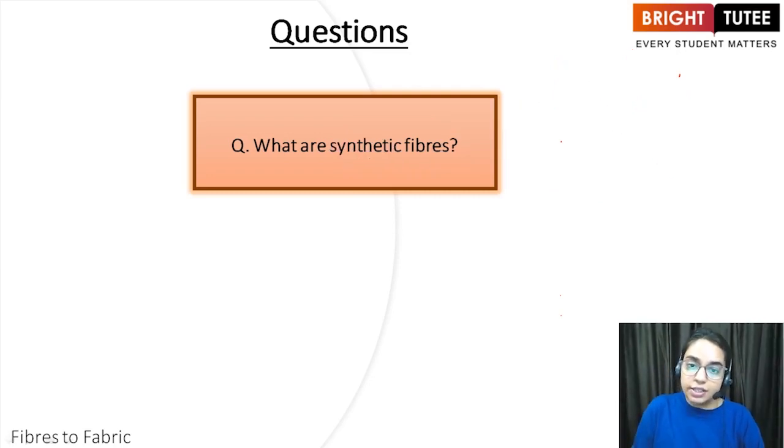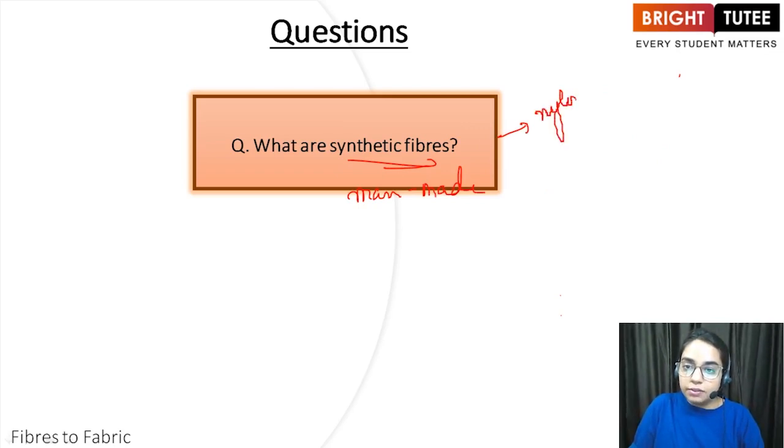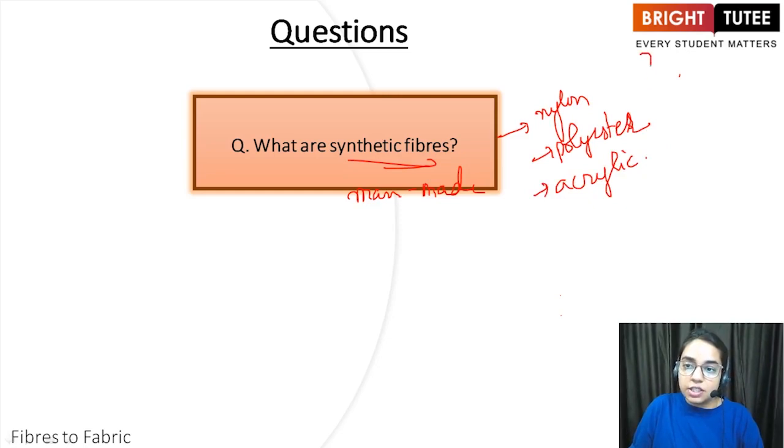What are synthetic fibers? So children, these are the fibers which are man-made fibers, and the examples for these synthetic fibers are nylon, polyester, and you can also write about the acrylic. These are the synthetic fibers.